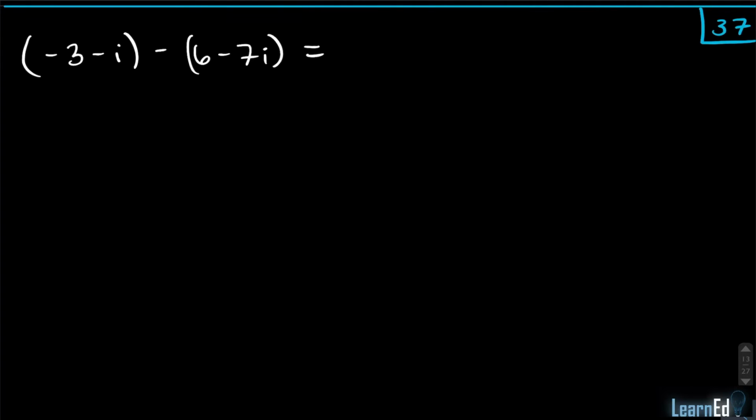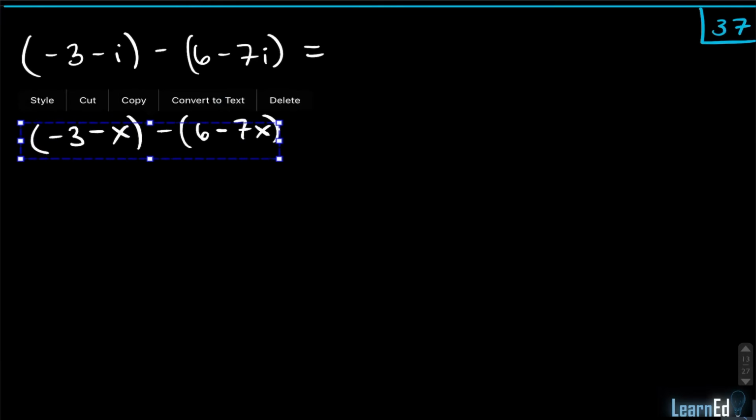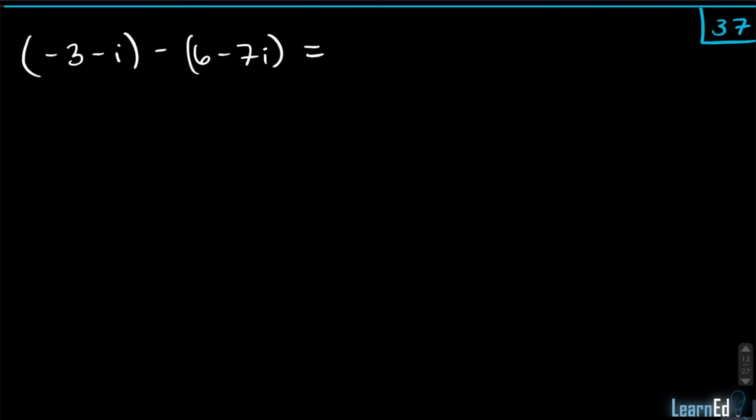Moving on to our next complex numbers problem, we have negative 3 minus i minus the quantity 6 minus 7i. This is just combining like terms. It's the same exact thing as if you had something like negative 3 minus x minus the quantity 6 minus 7x. Taking that into account, basically what we can do here is just distribute this negative. Make sure you do that. I'll get rid of these parentheses.